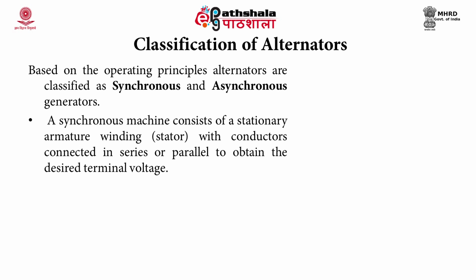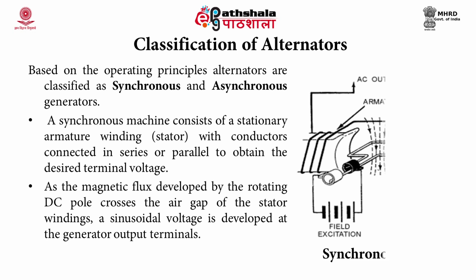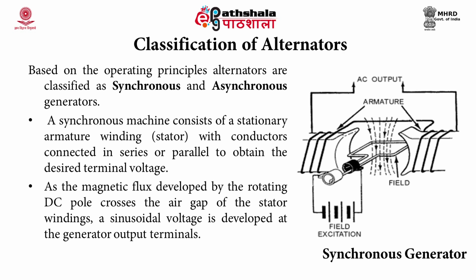A synchronous machine consists of a stationary armature winding, that is the stator, with conductors connected in series or parallel to obtain the desired terminal voltage. As the magnetic flux developed by the rotating DC pole crosses the air gap of the stator windings, as shown in the figure, a sinusoidal voltage is developed at the generator output terminals. This process is known as electromagnetic induction.